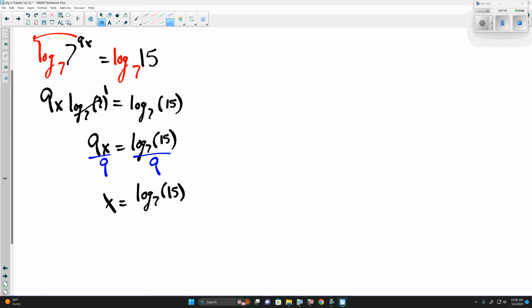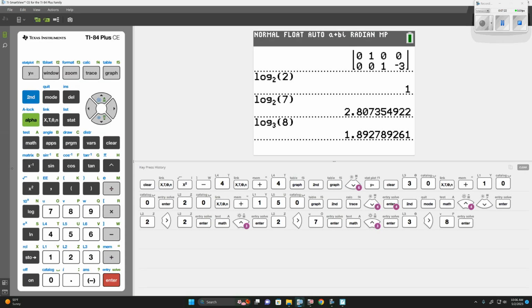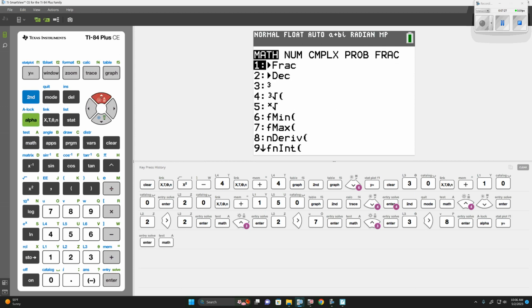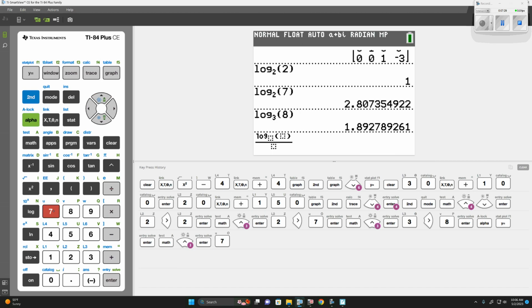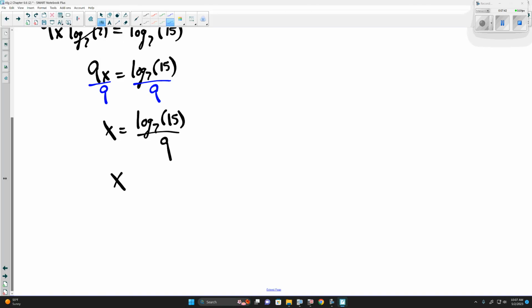Log base 7 of 15 divided by 9. Now at this point here, we can plug it into a calculator. Alpha y equals, enter, Math. Log base 7 of 15 all over 9 is 0.155, because we'll round to the nearest third decimal place. And that's our answer.